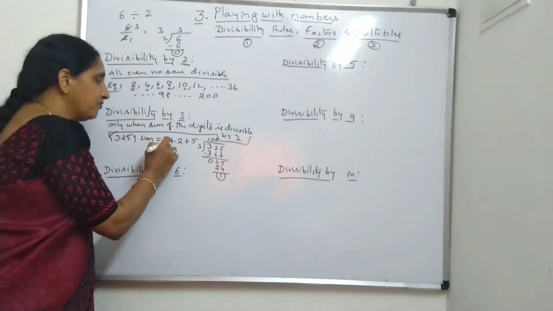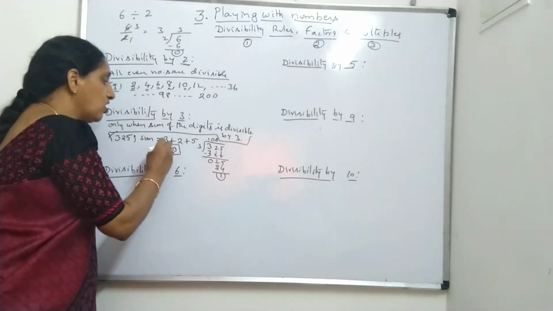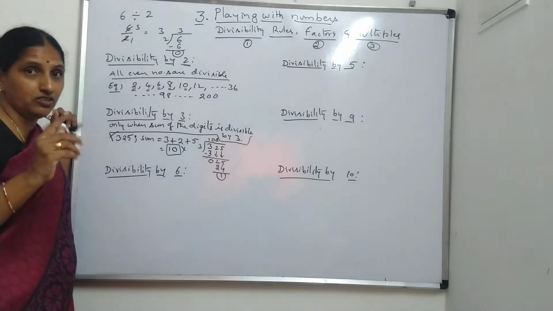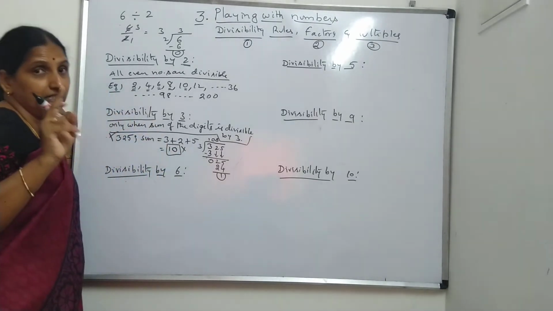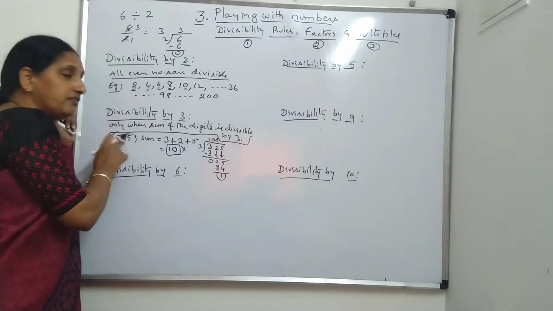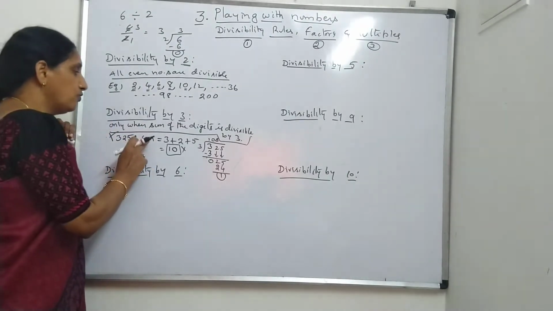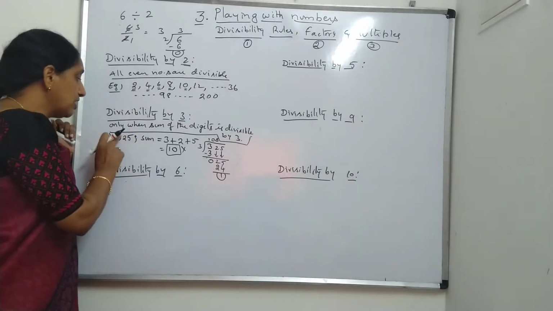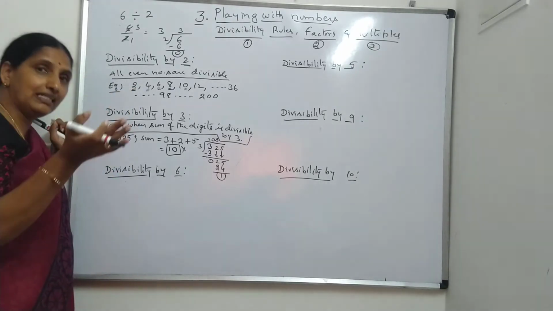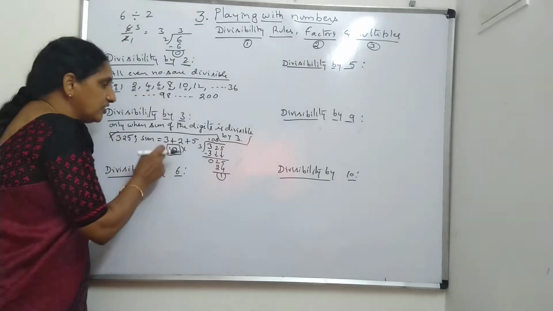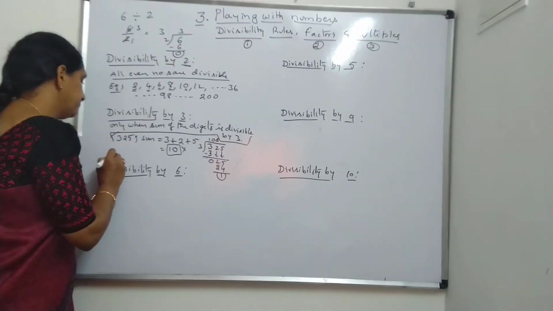Why? Because of the sum. What is the sum you are getting? 3 plus 2, 5. 5 plus 5, 10. So this 10 is not divisible. 10 does not come in the 3 table, is it not? 3 ones are 3, 3 twos are 6, 3 threes are 9. So 10 does not come under the 3 table. Hence, this number 325 is not divisible by 3. So what is the rule? The rule is you have to find the sum of the digits. Whichever number is given to you, you have to add the digits first. Whatever result you get, that should be divisible by 3. Let us take one more example.